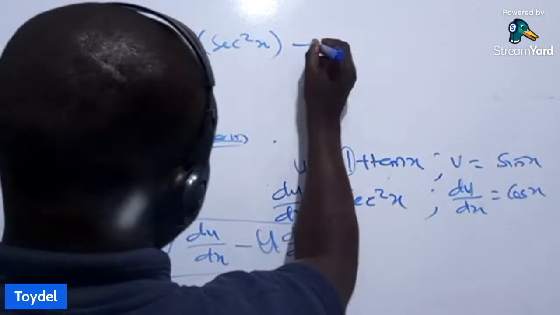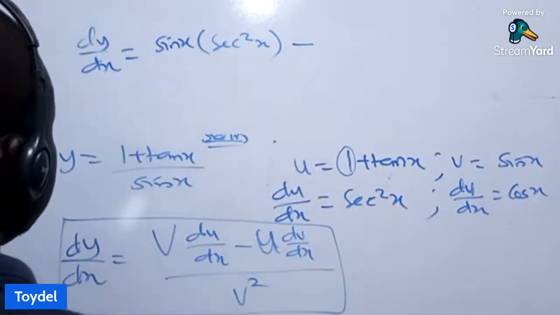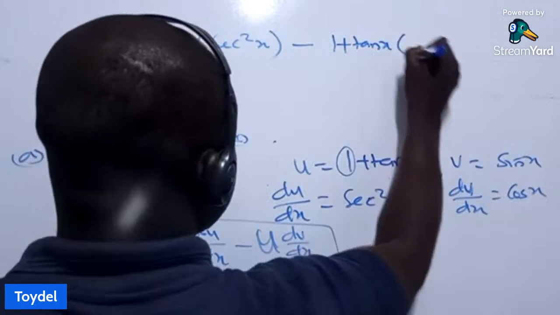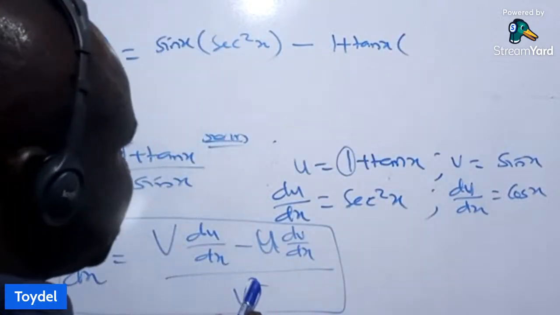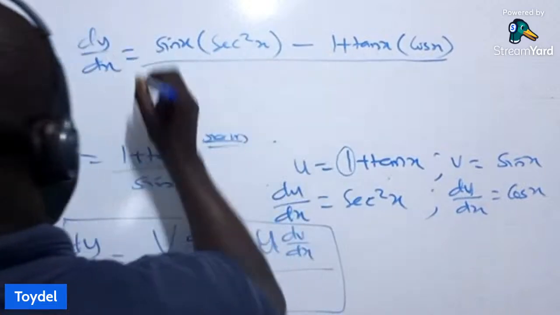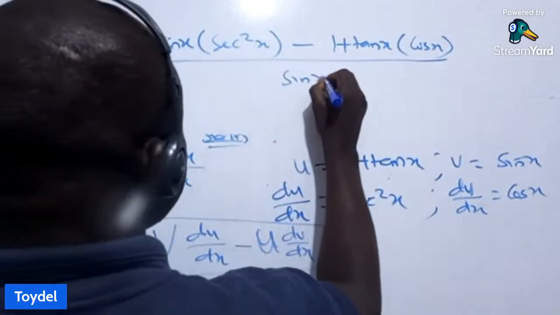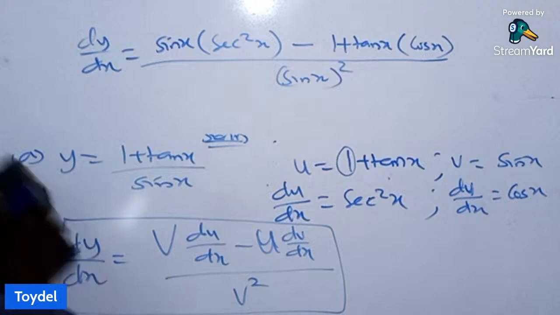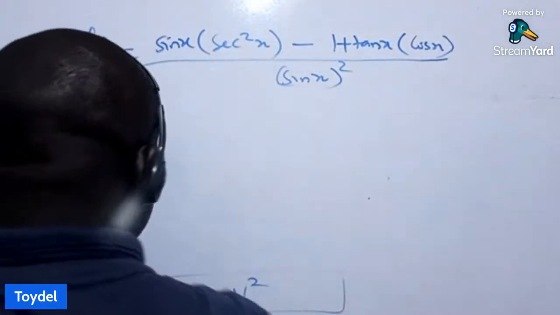Then minus u. u is equal to 1 plus tan x, multiplied by dv/dx. dv/dx is cos x all over sin x all squared. That's what we are going to get. So we now simplify further.